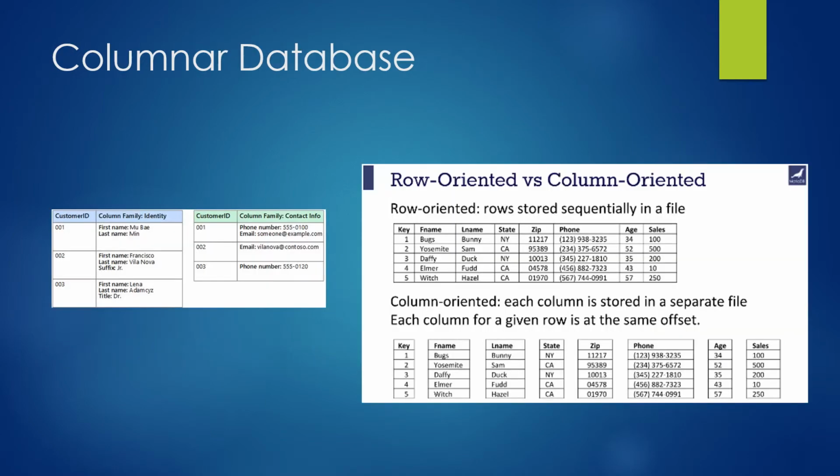As you can see in the left image here, while the column family is identity, there are actually separate different columns for each customer ID. And as you can see on the right, column databases store each individual column as a text file.